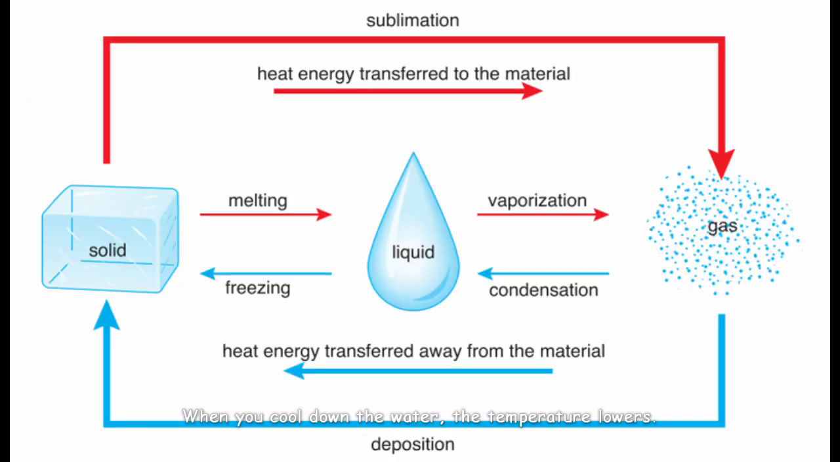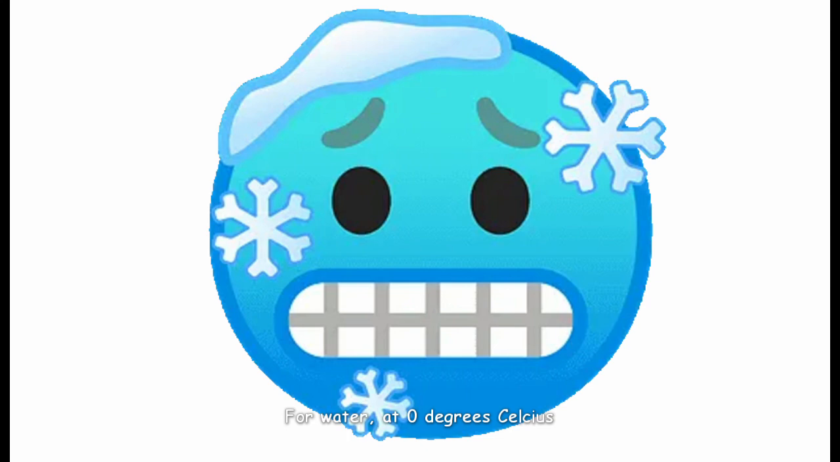When you cool down the water, the temperature lowers. When you lower the temperature, the particles in the object slow down. When they are slowed down, they can change into a different state of matter. For water, at 0 degrees Celsius, it is called the freezing point.